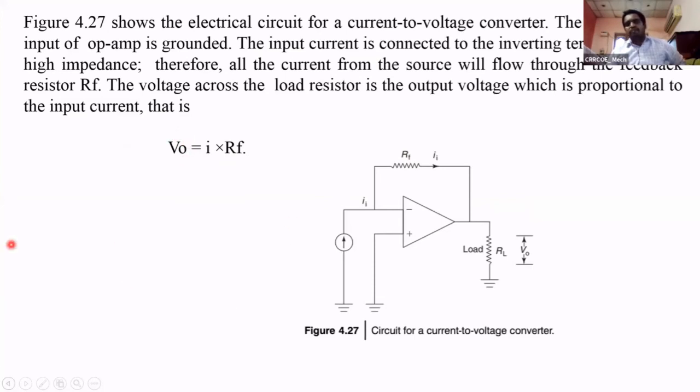In this way, in this circuit, we can convert the input current into output voltage. This is called a current to voltage converter. We can convert voltage to current and current to voltage based on Ohm's law, that is, V is equal to IR.